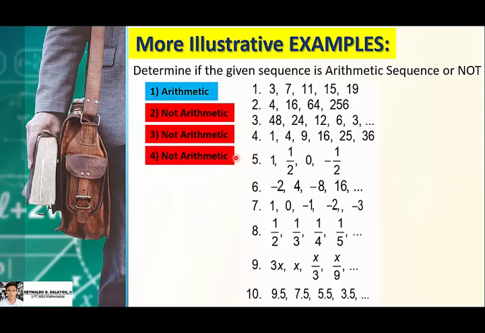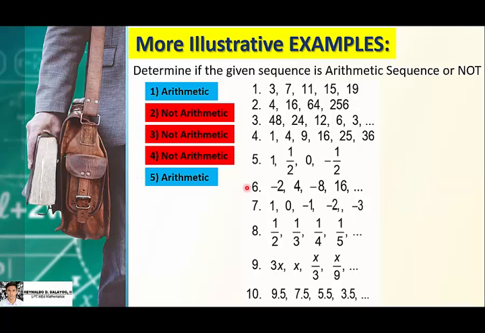Now let's move on to item number 5. We got here the first term, which is equal to 1. When we subtract the first term from the second term, we will obtain negative 1/2. And here, when we subtract 1/2 from 0, we will obtain still negative 1/2. And again, when we subtract 0 from negative 1/2, still we will obtain a difference of negative 1/2. Therefore, item number 5 has a common difference of negative 1/2, so we can conclude that it is an arithmetic sequence.